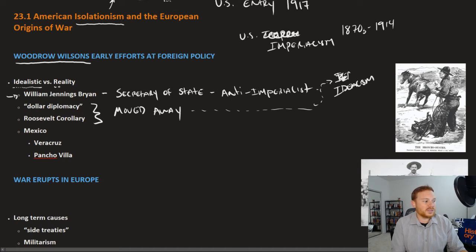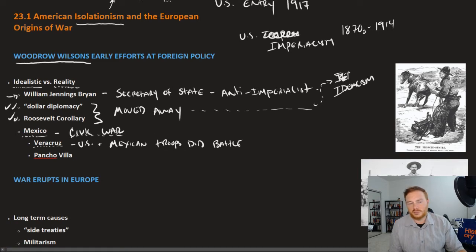However, there was also a reality of foreign policy, and that was that Wilson oftentimes was forced to intervene in other countries, even though he really didn't want to. A good example of that was Mexico. In Mexico, there was essentially a civil war going on, and the United States, in order to promote U.S. interest in Mexico, actually sent troops to Veracruz, where U.S. and Mexican troops did battle. So despite the fact that Wilson wanted to shy away from involvement in Latin America, the U.S. wanted to promote its side in this civil conflict, and sent troops and captured the city of Veracruz.